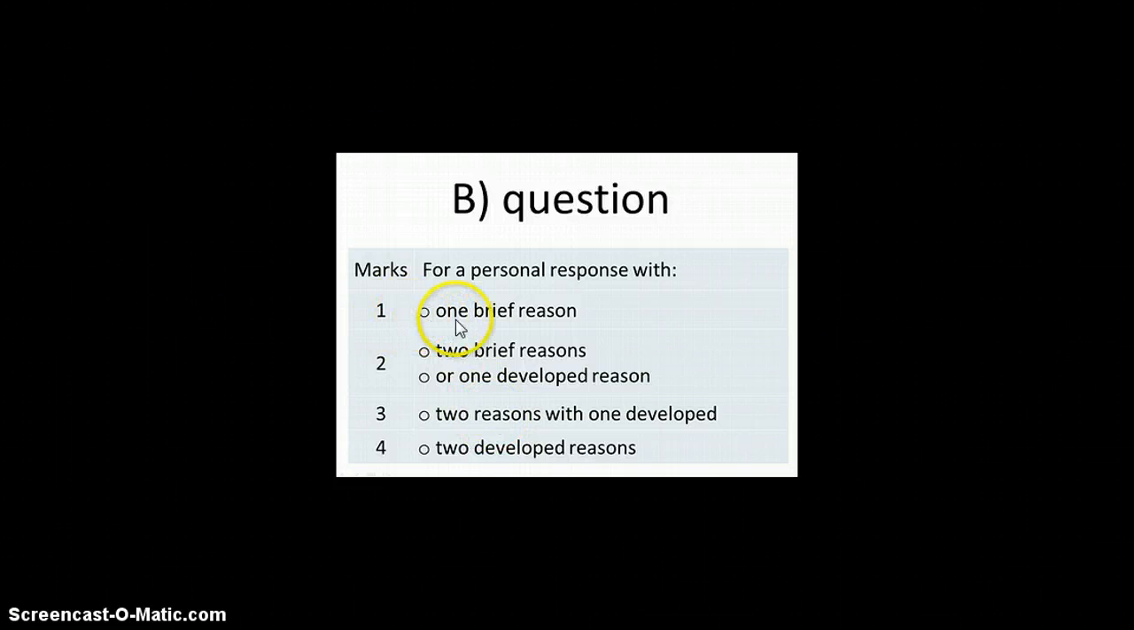For 1 mark you need to give a brief reason for your personal opinion. For 2 marks you can either give 2 brief reasons, so short reasons, or 1 developed. Now this word developed is important and we're going to look at that in a second. For 3 marks you could have 2 reasons and 1 of them's developed, but this is what we want, 4 marks, 2 developed reasons. To get 4 out of 4 on a B question you must have 2 developed reasons. So what does that mean?